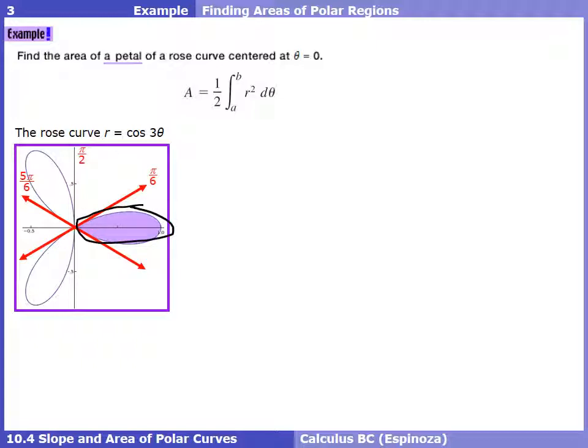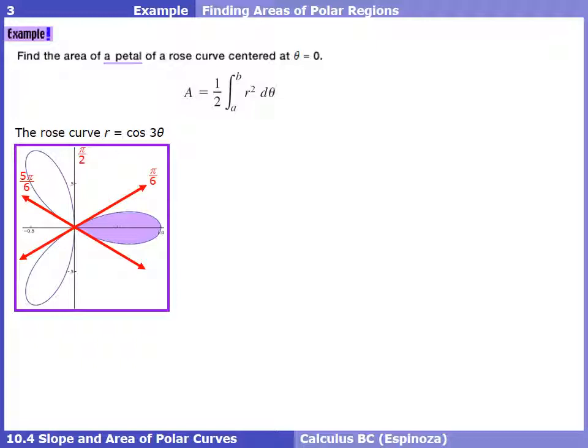So we need to apply the bounds for this petal, in terms of what tangent lines it's sitting between. We need to think about what angle this is right here, because if we can determine that angle, we're just going to integrate from that angle to that angle, because that's where that petal lives, and that's of course the petal we're trying to find the area of.